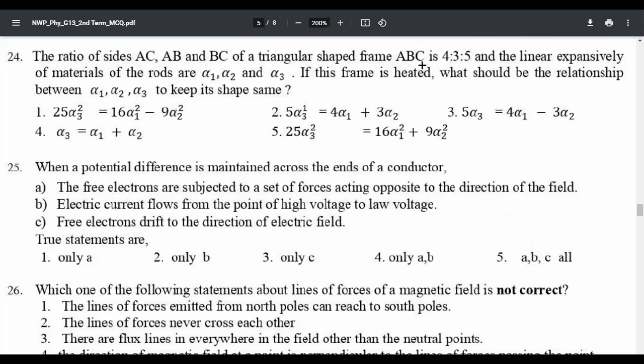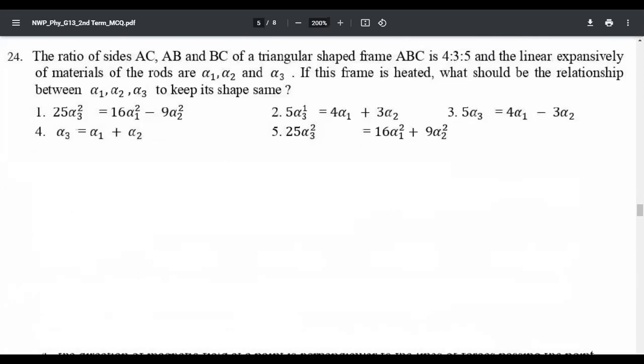Might need to do some work here. They have given a relationship there. Let's see. So to start with, you have a graph. 4 is to 3 is to 5 means it's like a perpendicular triangle, no? Like this. So this is 3, this is 4, and this is 5. Now they're going to heat it. And what the problem is, the materials are different. For 4, it is alpha 1. For 3, it is alpha 2. For 5, it is alpha 3.